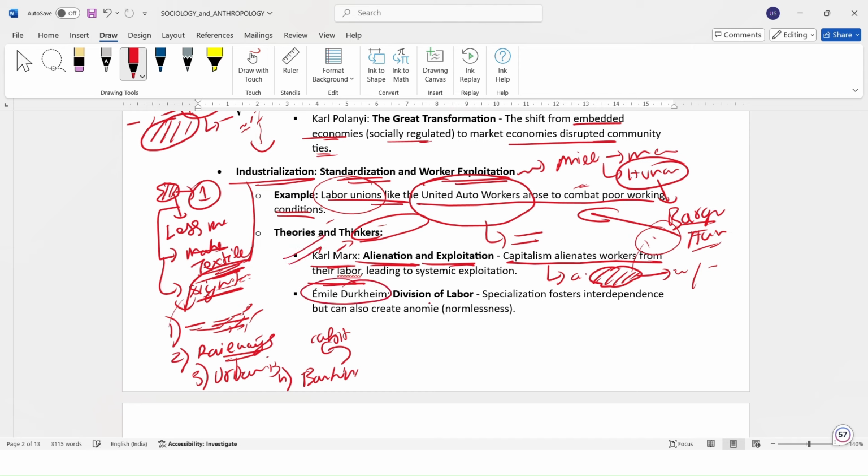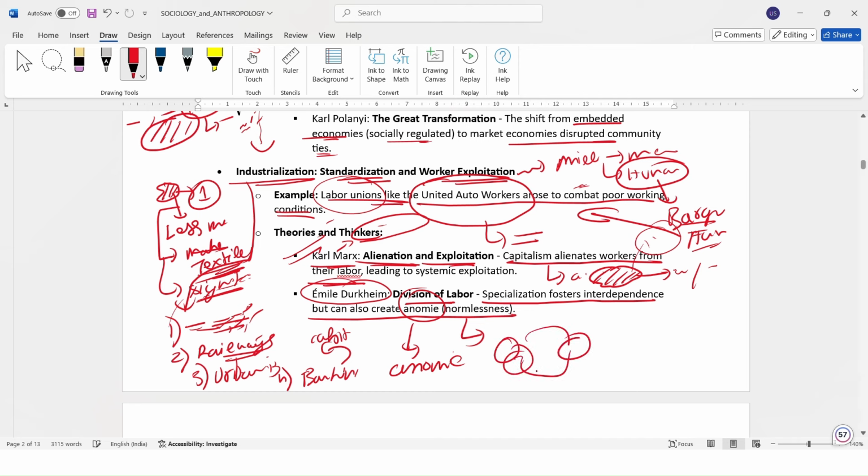Then there was Durkheim's division of labor. Specialization fosters interdependence, but also can create normlessness. Durkheim gave what was known as his anomie theory, which says that there will be normlessness in society because of specialization. You won't know what the other person is doing, and the other person won't know what you are doing. You will have your own individual goals because of what you have specialized in. This guy will have his own individual goal, and then you start lobbying for different things to the government, and this will lead to normlessness.